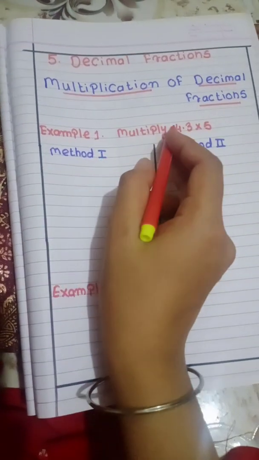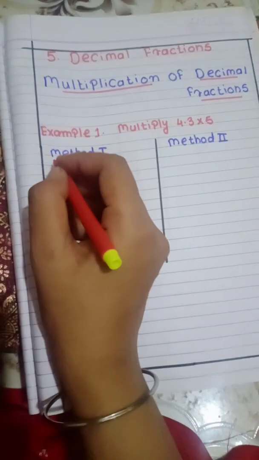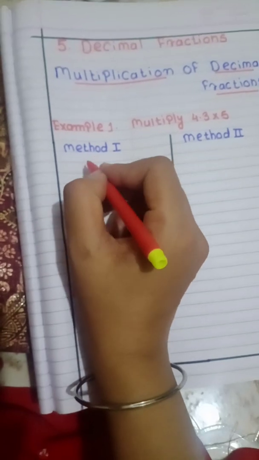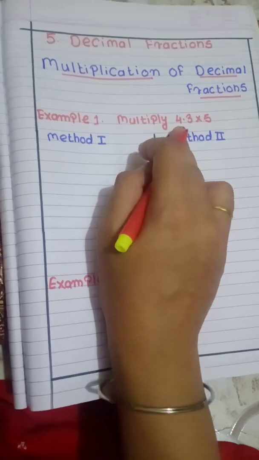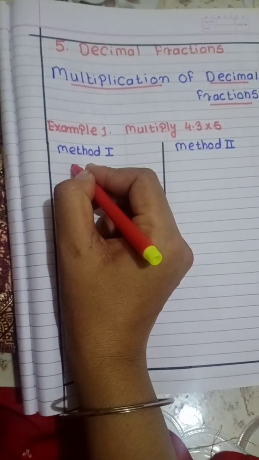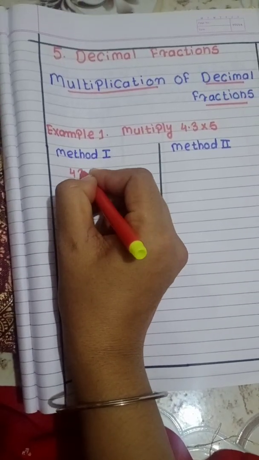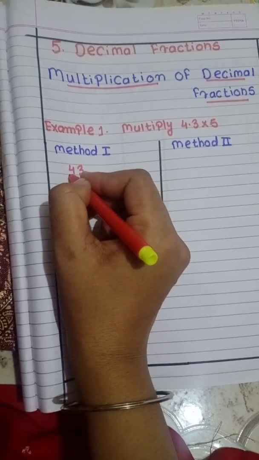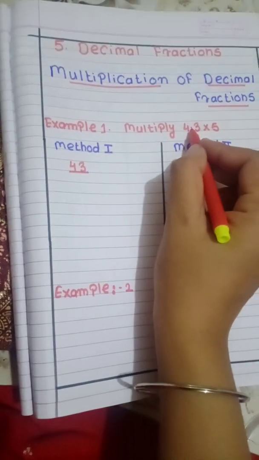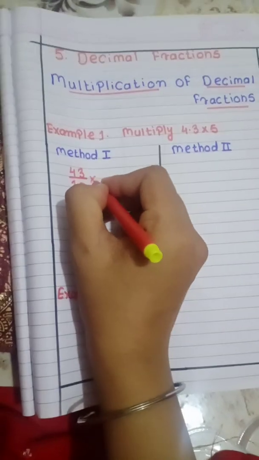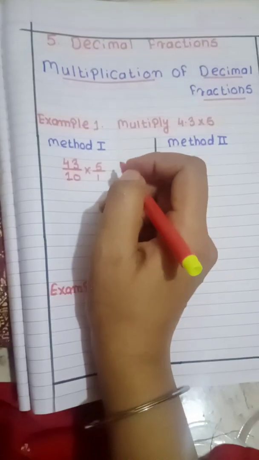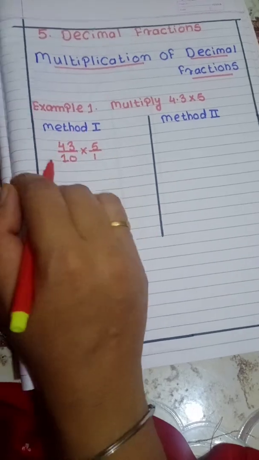So here, 4.3 you have to multiply by 5. First I'll convert this decimal fraction into a common fraction. I'll write the number as it is, 43. Then after the decimal point there is one number, so I'll give 10. Multiply by 5, and denominator 1.